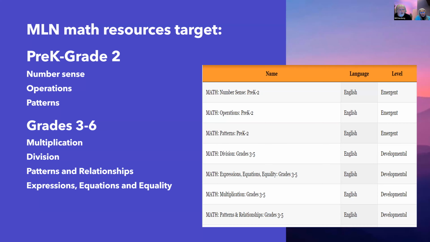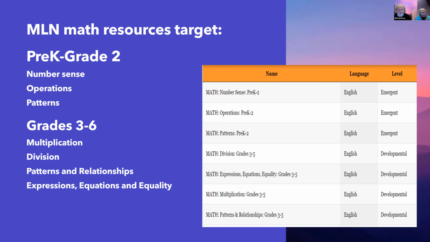All right. Our MLN math resources target two grade ranges, the pre-K to grade 2, and grades 3 to 6. The pre-K to grade 2 targets are number sense, operations, and patterns. So that's the general areas where we have focused.